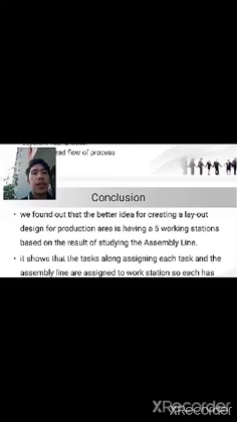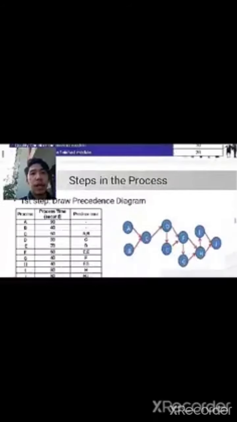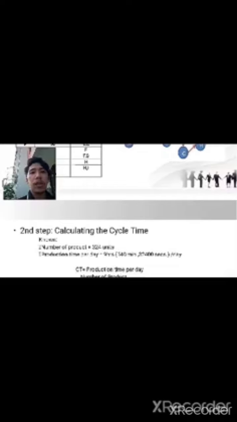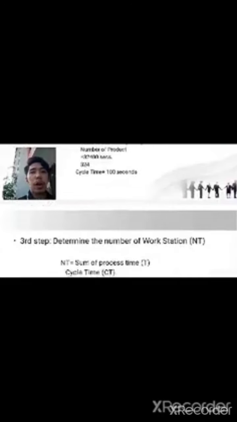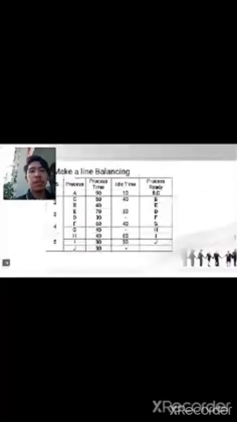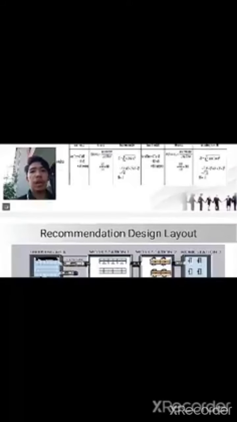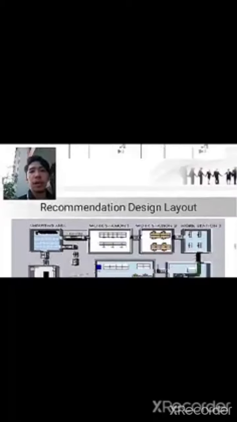I'm going to show you the layout, or proposed recommendation design layout. So here we get one of the company's areas: from the dressing room, we get to the washing room, the shower room, and the dusting area. And this is what it looks like.